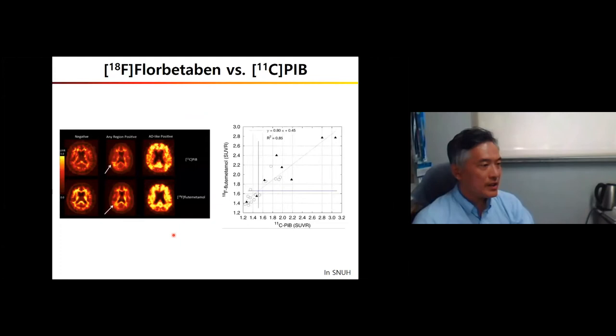And here is the direct comparison of the C11 PIB and fluorobetaben. Almost the same pattern in the diseased brain, but as you know, the F18 has a shorter beta positron kinetic energy, so the resolution is better than the C11 compound. So you can see somewhat better imaging resolution than the PIB. But that R square value is 0.85, so I think they say there is no difference between the C11 PIB and flutemetamol.